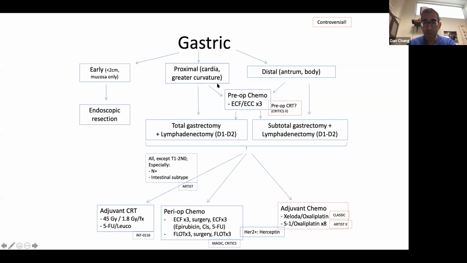But for other tumors, more locally advanced tumors, the old school method was to basically do a surgery with a lymph node dissection. And then you would follow that up with either post-operative chemoradiation. You might do post-operative chemotherapy. This is more of an Asian treatment method. Or you could do what's called perioperative chemotherapy, which means you give chemotherapy before and after surgery.